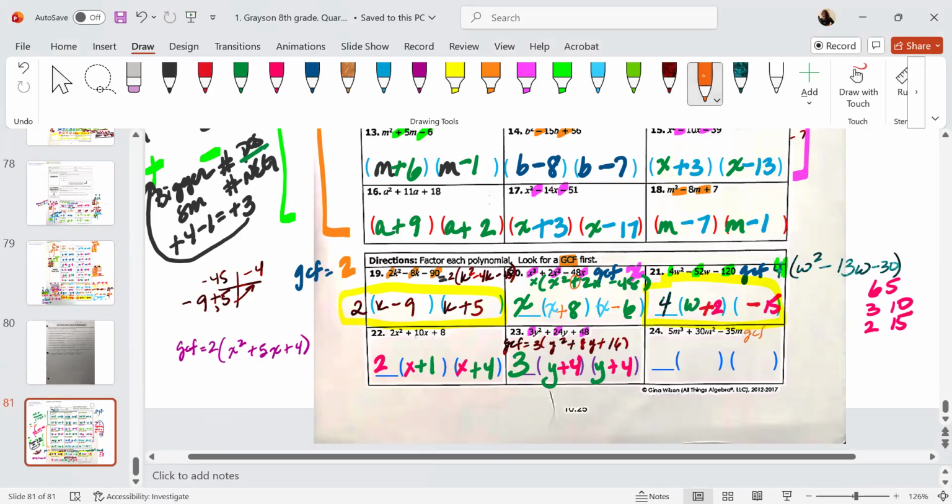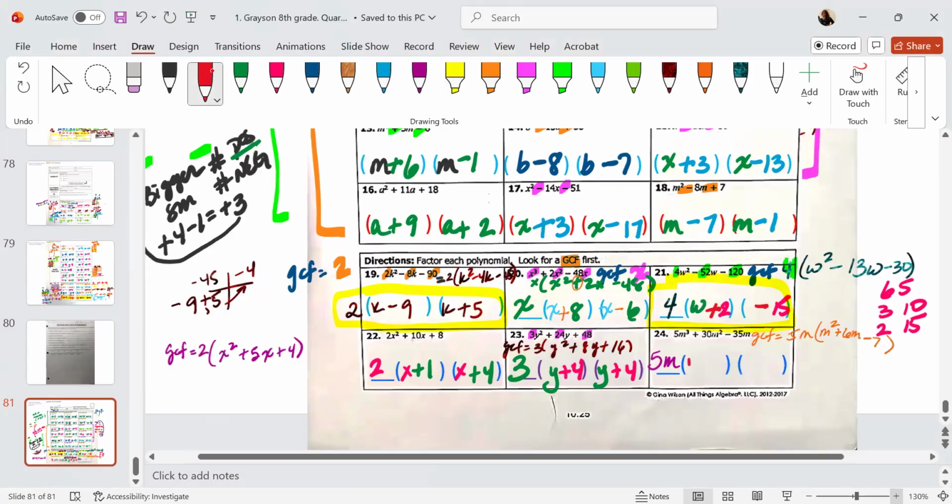What's your greatest common factor for 24? 5. So 5 times m squared plus 30m. So we put 5m like that, right? And then we do m and m. And then you do a 7 and a 5. No, that wouldn't work. 5 and 7 will not work. Maybe a 6 and 1. No. No, 7 and 5.